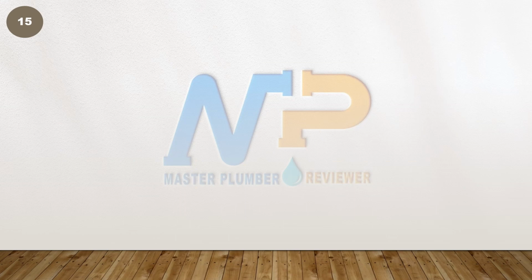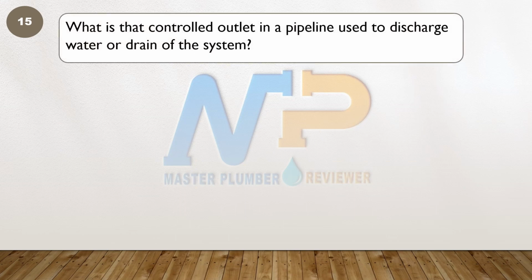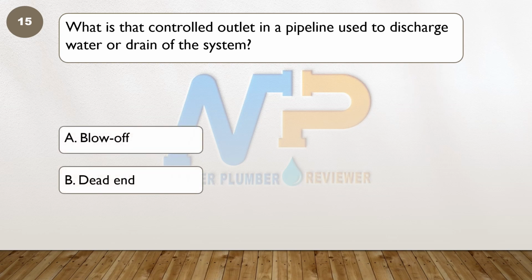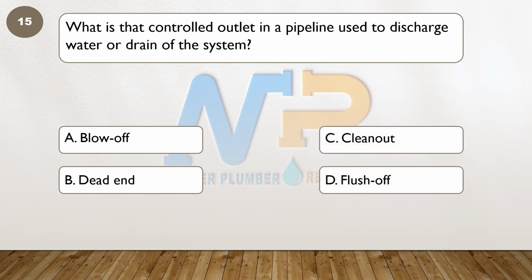Number 15. What is that controlled outlet in a pipeline used to discharge water or drain the system? A. Blow off. B. Dead end. C. Clean out. D. Flush off. The answer. It's A. Blow off.